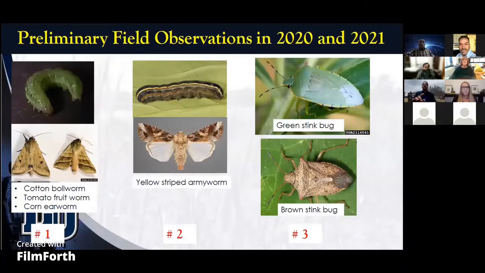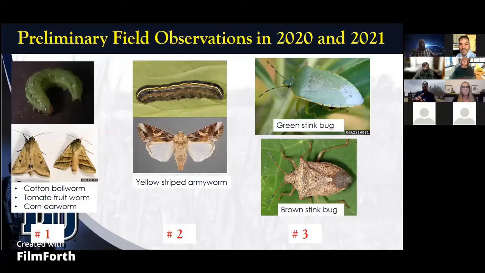But then we don't know their population level. So how many do you find in your field to be able to tell you that, probably I have to go and spray or not? So that is what I intend to do, to establish the economic threshold. An economic threshold is the level of insect that will cause economic damage.